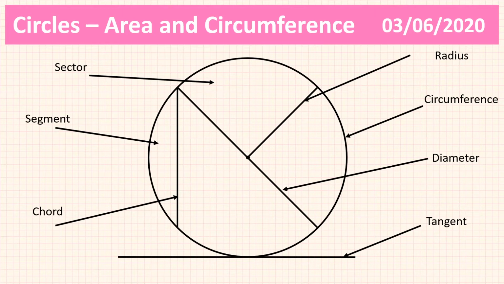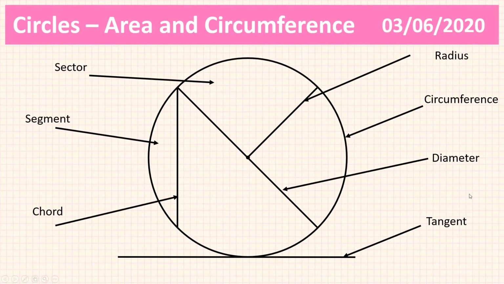One of our videos is specifically on labeling circles. What I've done here is give you a diagram, just a reminder of each part of a circle. The main ones we're going to be looking at are circumference, radius and diameter. The rest of them are useful to know, but they won't be coming up in this lesson.